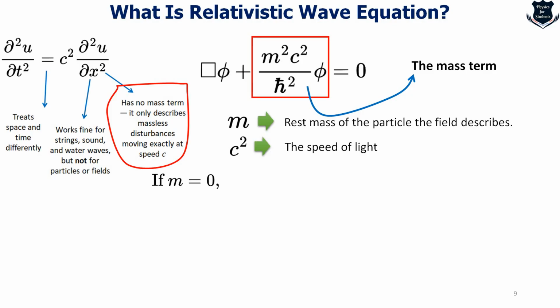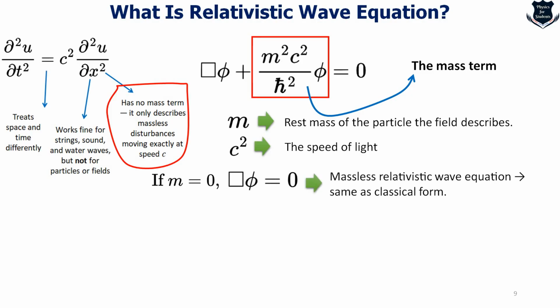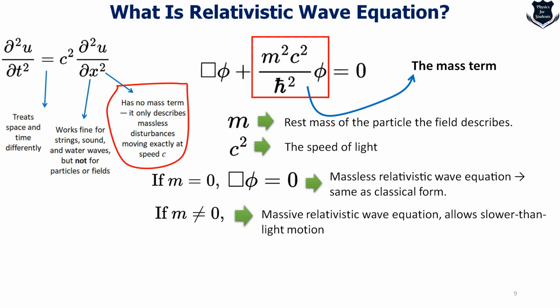So what it tells is that if m equals 0, that means it has got no mass, then the mass term vanishes. That means the massless relativistic wave equation is the same as the classical form. Now suppose m is not equal to 0. That means these are called massive particles. Massive does not mean heavy. In physics, massive particles mean those which have got a kind of mass. So the massive relativistic wave equation allows slower than light motion. So for the first time we are moving out from the classical wave equation, and we can find the mass term, which is not close to the speed of light but something which has got a mass.